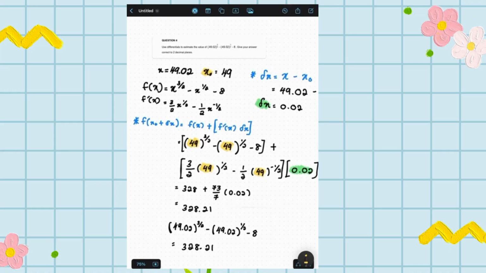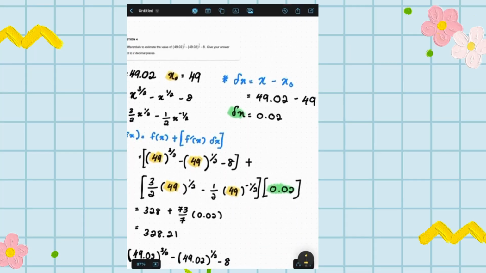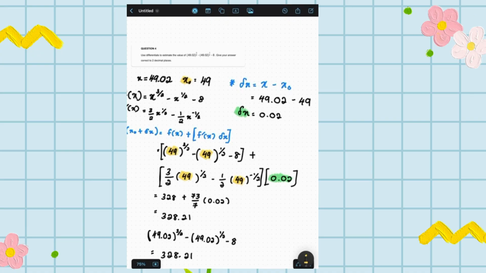To solve this problem, we use this formula, f(x naught plus delta x) equals f(x naught) plus f prime(x naught) times delta x. To determine delta x, we use this formula, delta x equals x minus x naught. We just substitute the value of x and x naught into this formula, and we get the delta x value, that is 0.02.